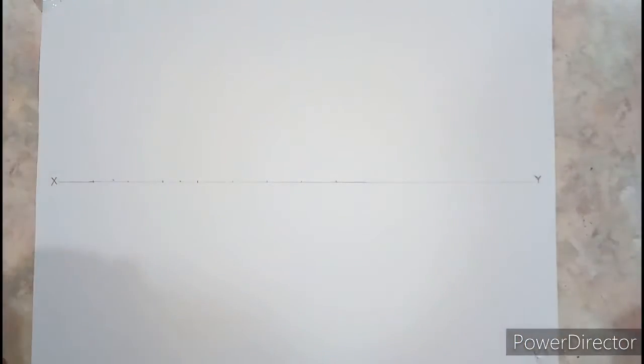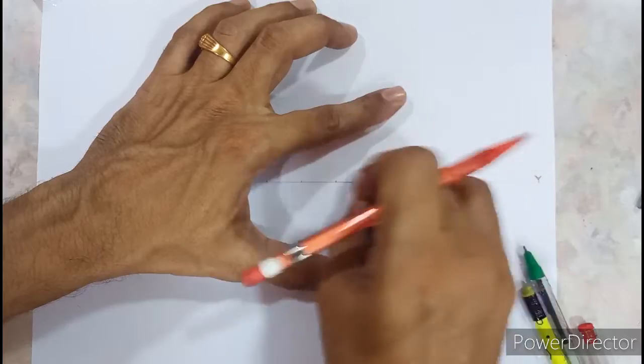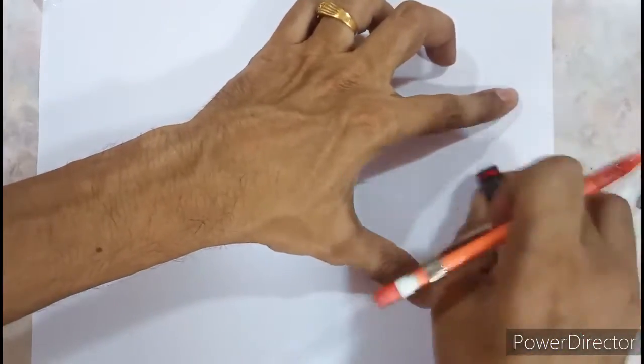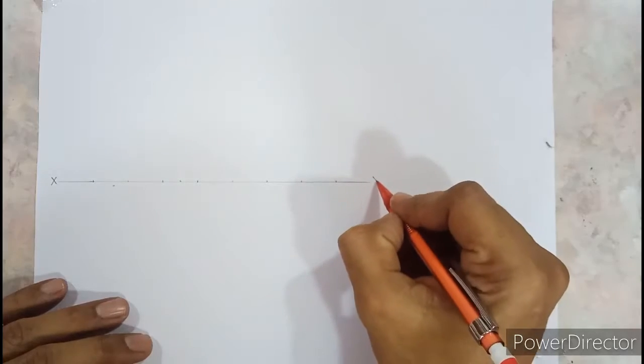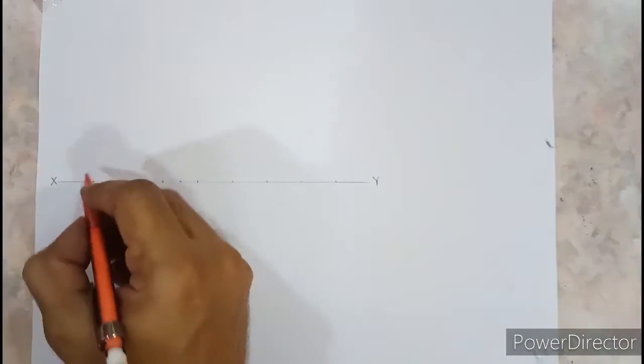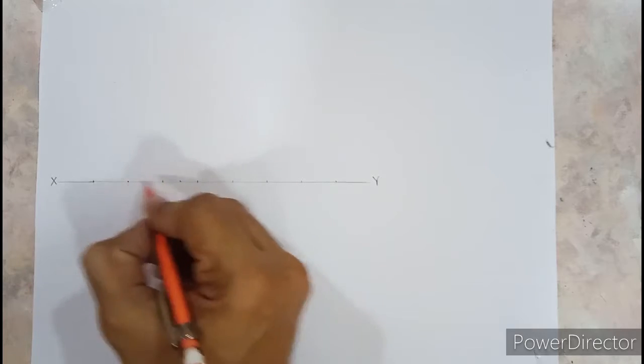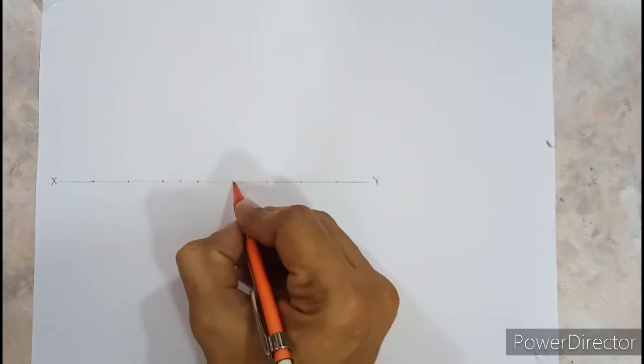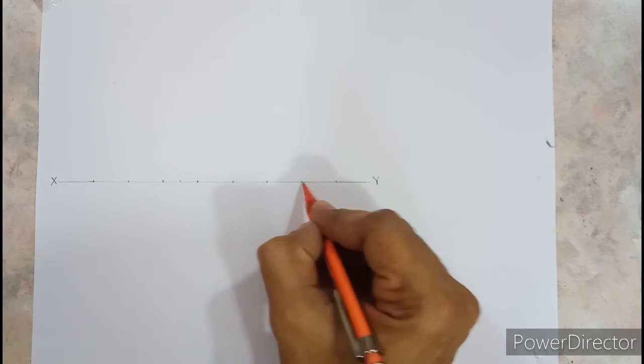Then I will just shorten this Y. I don't need this Y till here. So I'll just shorten this Y and write Y on this side. So you need to mark 8 points: 1, 2, 3, 4, 5, 6, 7, 8.